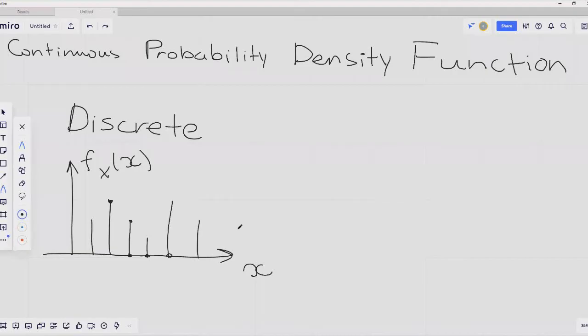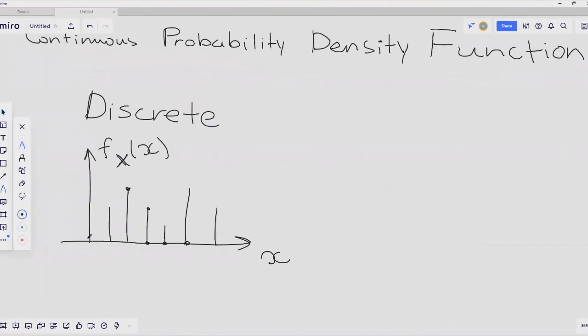In this video, we are going to study continuous probability density functions. Let's start by recalling discrete random variables. We have probability mass functions related to discrete random variables. Now, overall, one unit of probability is assigned over all possible values of our discrete random variable x.